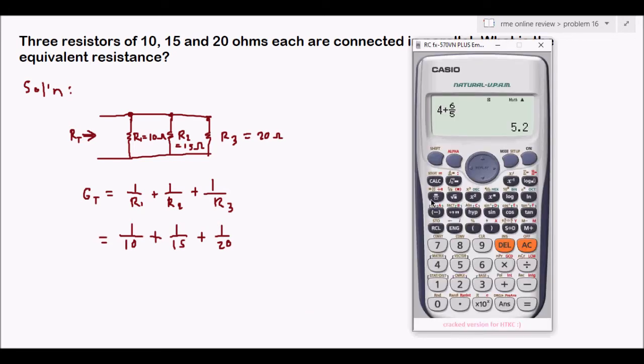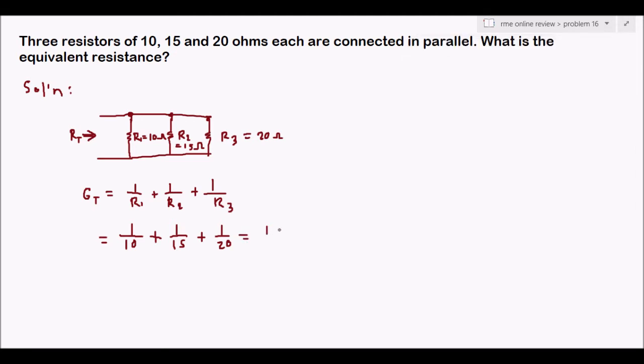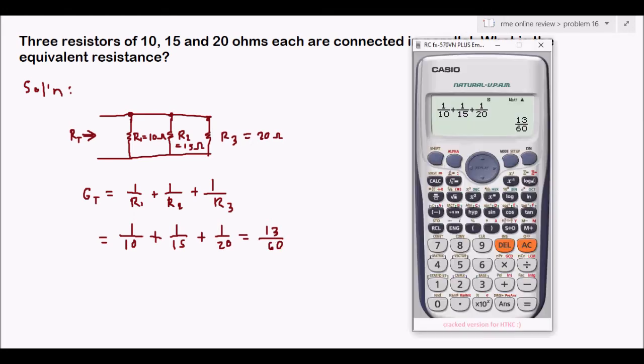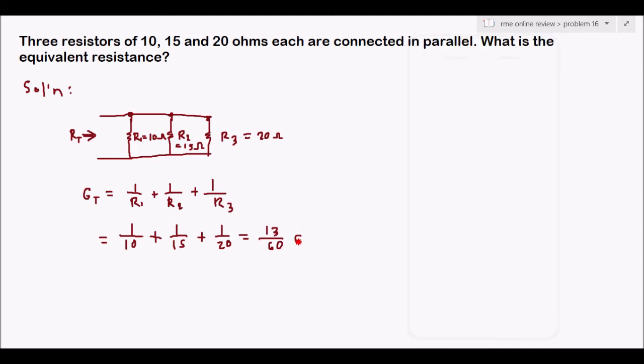And let's use our calculator. So we have 1 over 10 plus 1 over 15 plus 1 over 20. So this is equal to 13 over 60. Okay, so let's check our calculator first. Given, so this is 13 over 60 Siemens.